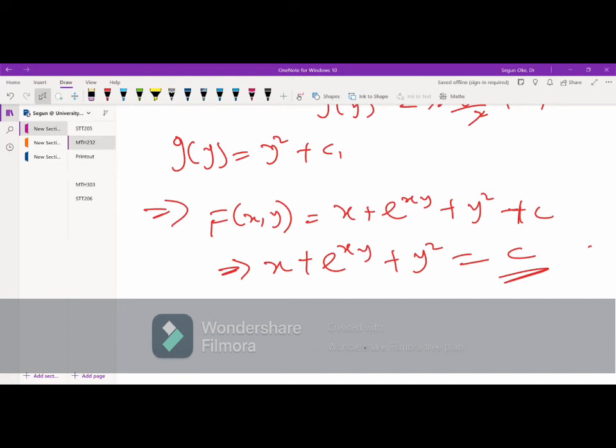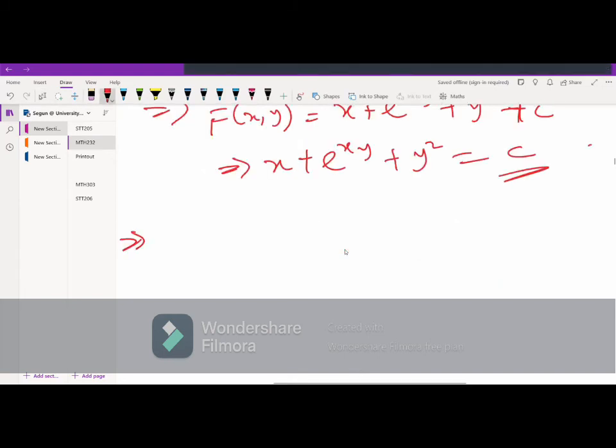Last but not the least, before I ask you to do some, let's look at this. Lesson number 8, thereabouts. So we have x cubed.